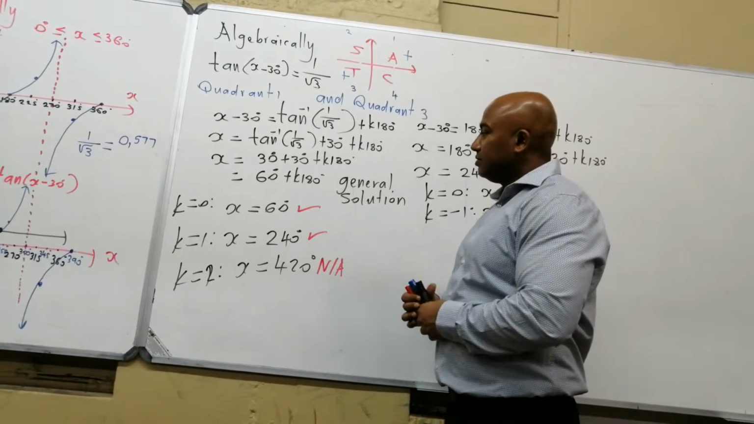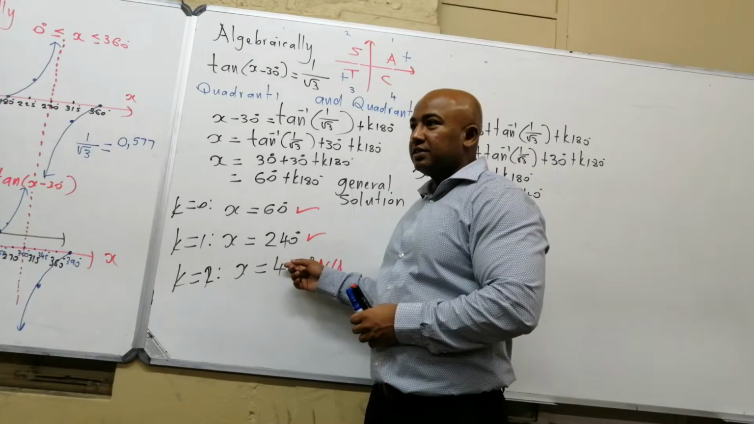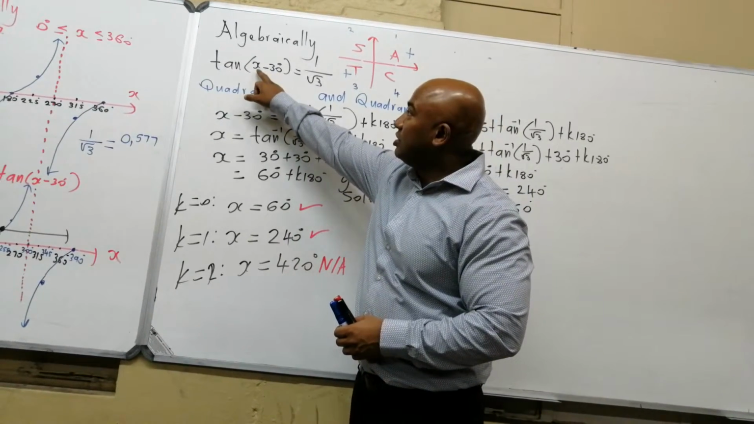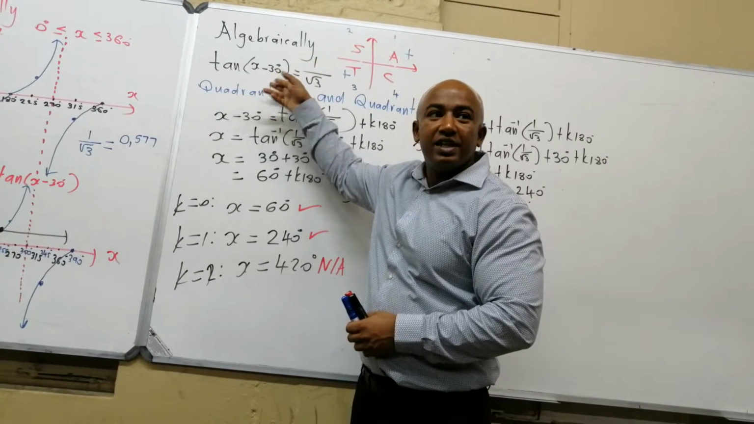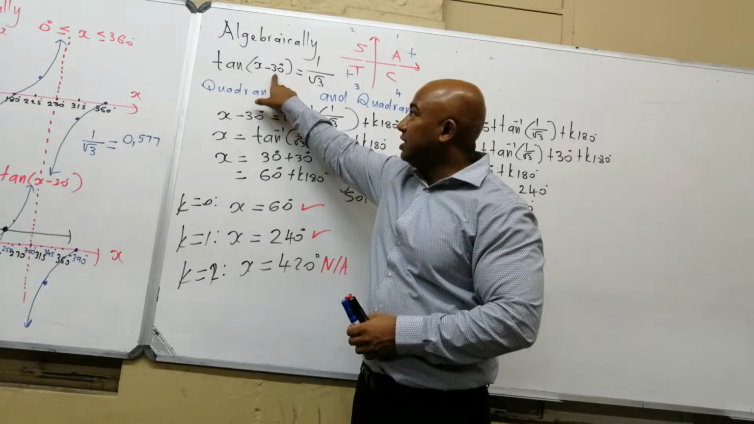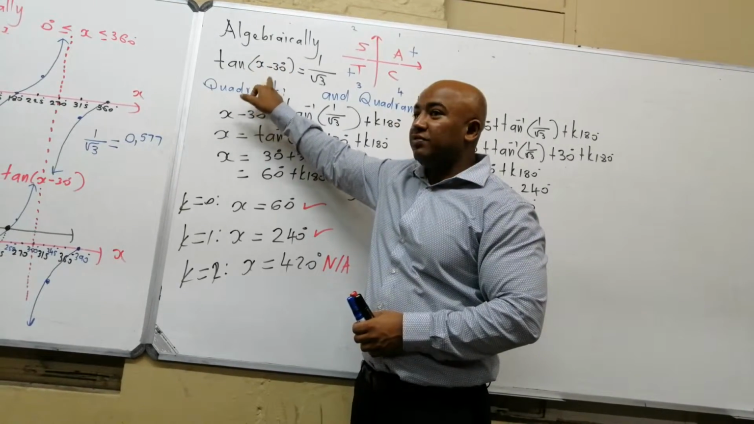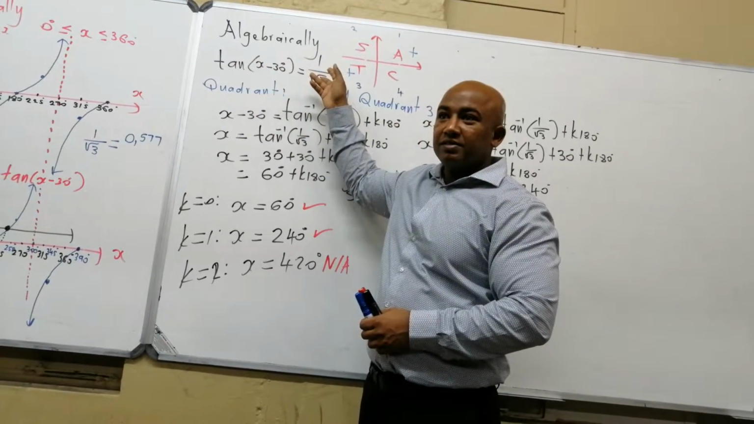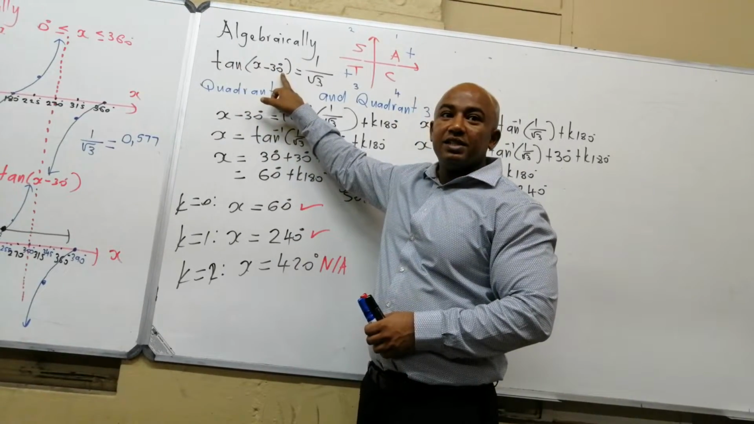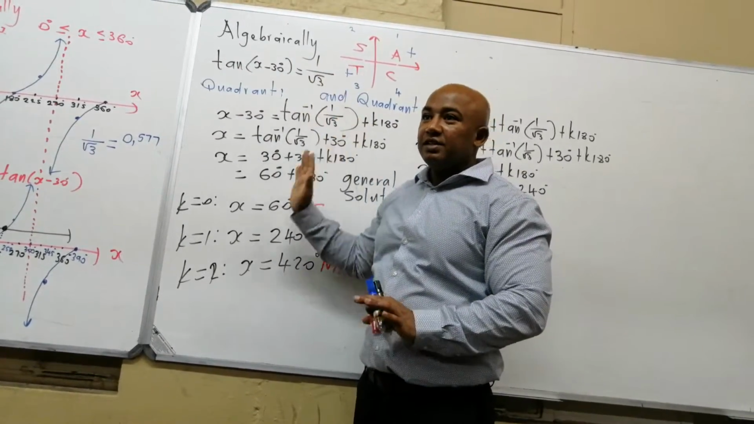Now, first of all, are these solutions correct? Did you check it? You need to take this, substitute into the original equation, check if the left hand side is equal to the right hand side. Take 60 degrees, substitute here, tan of 60 minus 30, tan of 30. Do you get it? It's correct. Check 240 degrees, tan of 240 minus 30. Do you get it? Yes.